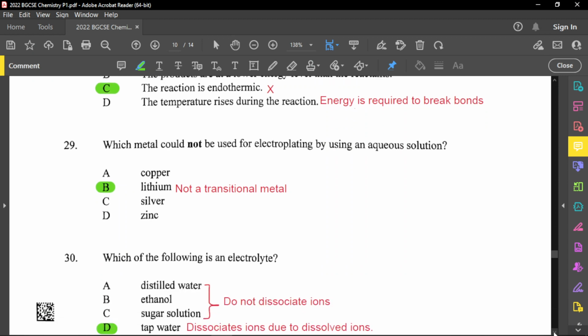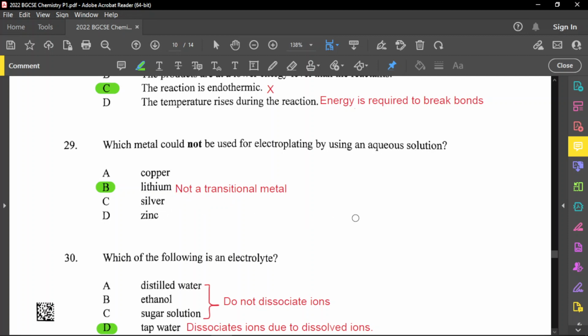29, it said which metal could not be used for electroplating by using an aqueous solution? And it said not be used, all right? So of course we could use copper. Lithium cannot be used for electroplating at all. And again, the reason for that is because it's not really a transitional metal. All right. And so lithium itself may react with the aqueous solution very easily. But the transitional metals, no, they will not react with the solution that easily, just to make mention of that.